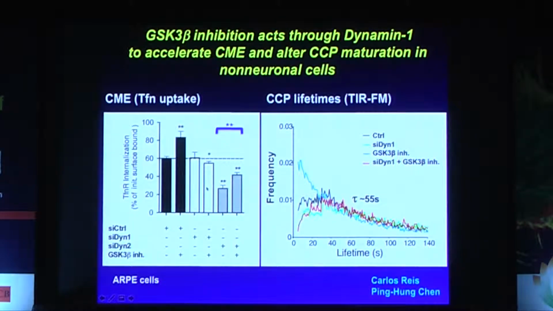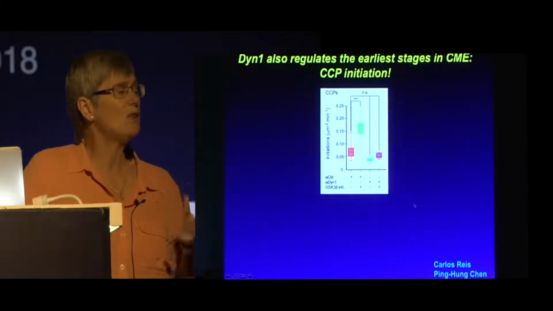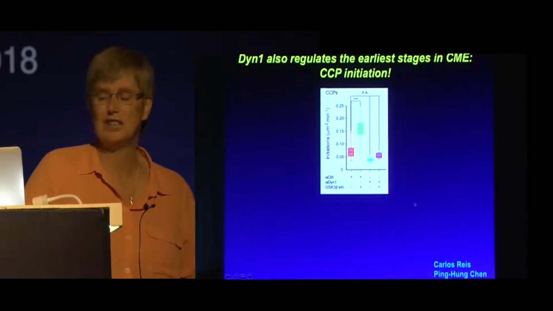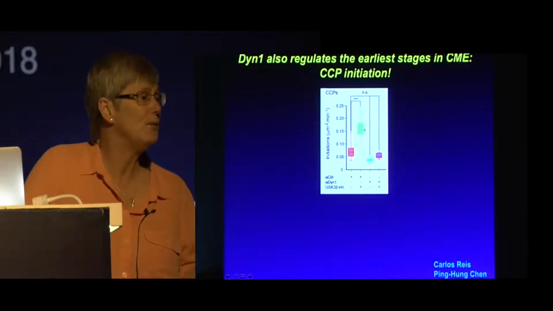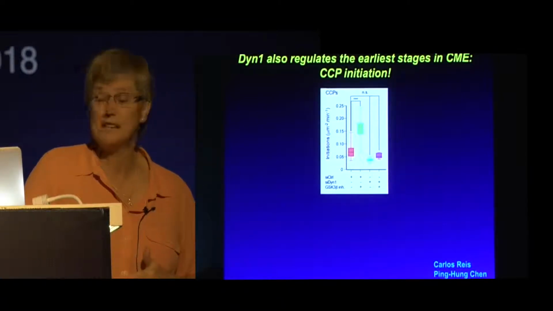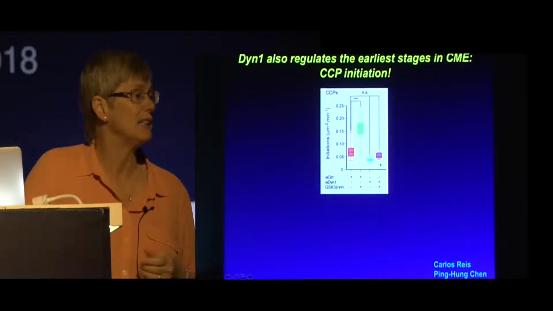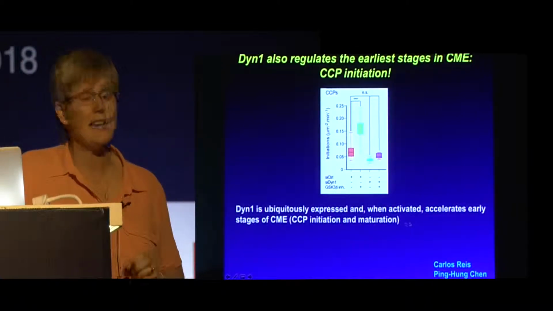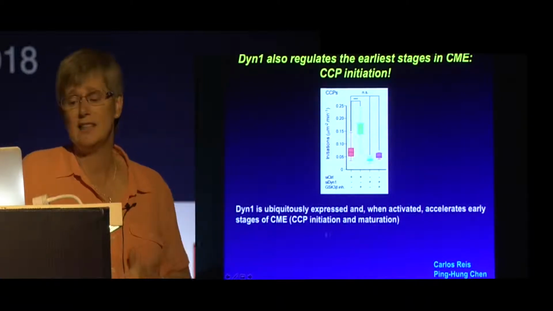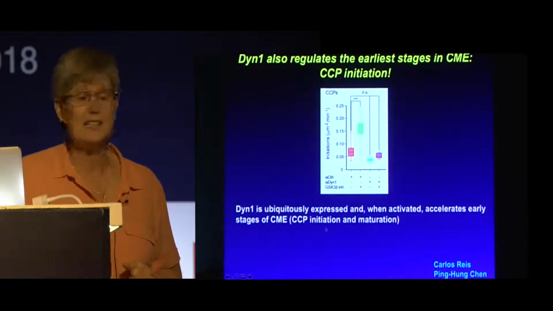So not only is dynamin 1 activation increasing the rate of maturation and decreasing the lifetime of Clathrin-coated pits, amazingly, it's also increasing the very first step, the rate of initiation. So here again, when we treat these cells with the GSK3 beta inhibitor, we see a 2 to 3-fold increase in the rate of formation of new coated pits. And this, again, is completely dependent on the expression of dynamin 1 in these cells. So dynamin 1 is ubiquitously expressed, and when it's activated, it accelerates the very earliest stages of Clathrin-mediated endocytosis, coated pit initiation and maturation.